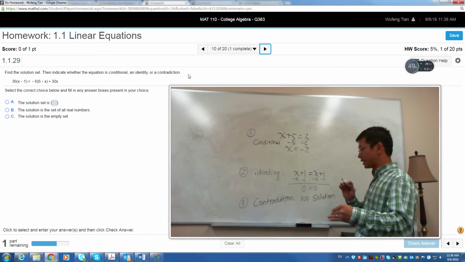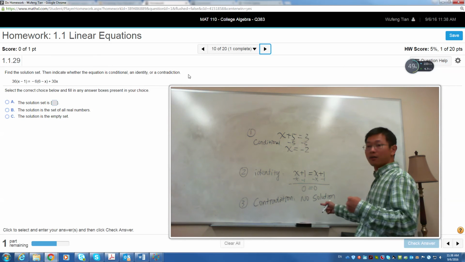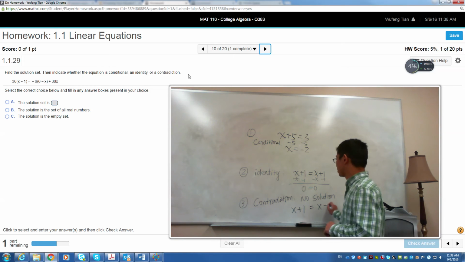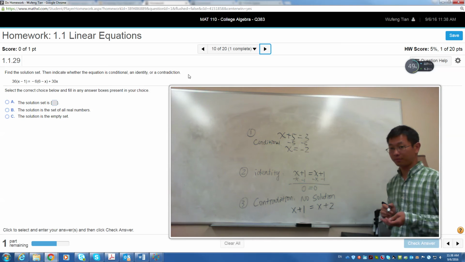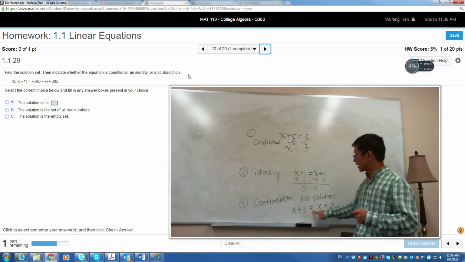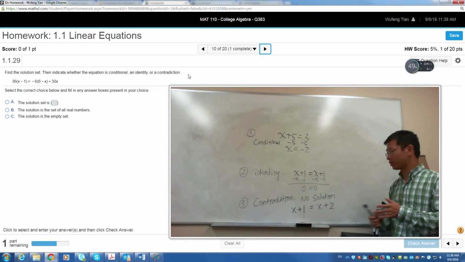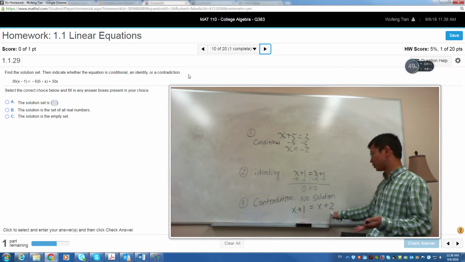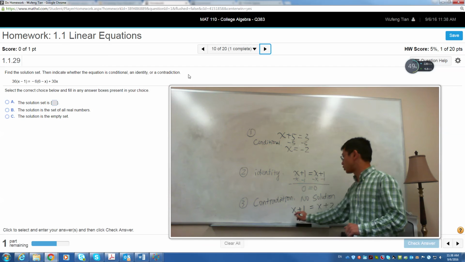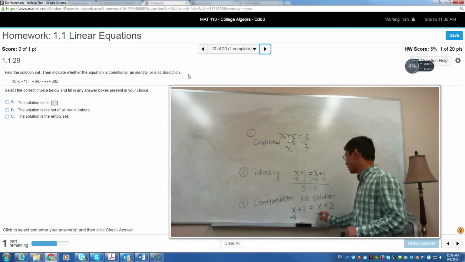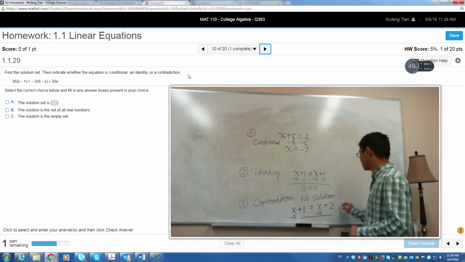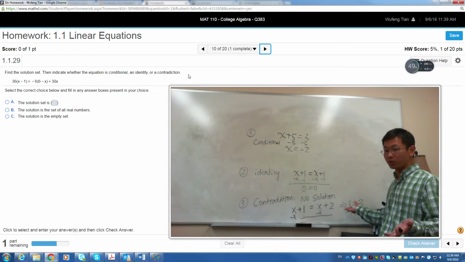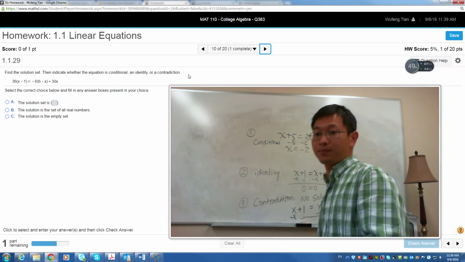So what is an example of contradiction? For example, x plus 1 equals x plus 2. Do you see? x plus 1 equals x plus 2. Common sense tells you, well, that's not true, because you put a number here plus 1, the same number plus 2, they're not equal for sure. If you subtract x here, you're going to have 1 equals 2. So eventually you're going to get 1 equals 2, and that's not right. So there's no solution. So this case is contradiction.